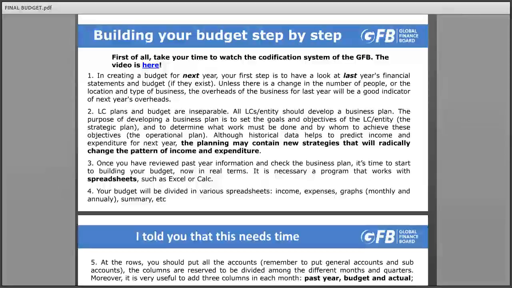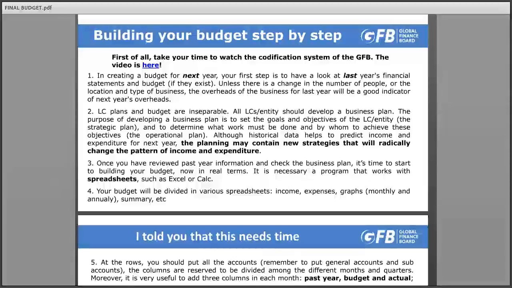Moving on, first, in creating a budget for the next year, your first step is to have a look at last year's financial statements, the balance sheet and the income profit statement and budget, if they exist. Because unless there is a change in the number of people or location or type of businesses, for example, let's say that you are going to run a new project like Incoming Global Volunteer or whatever, the overheads of the LCR entity for last year will be a good indicator of next year's overheads.